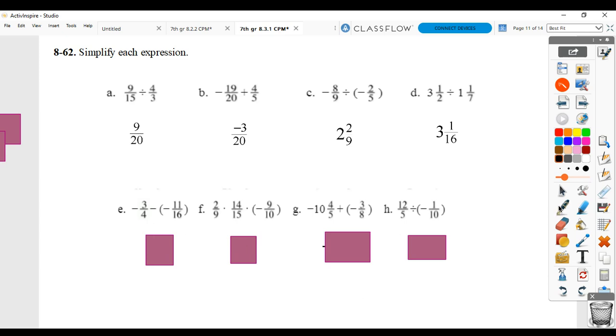For E, you should change to a common denominator of 16, but also don't forget that you're going to change this to adding the opposite. Again, show your work, and your final answer is -1/16.